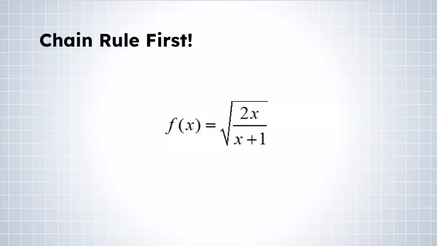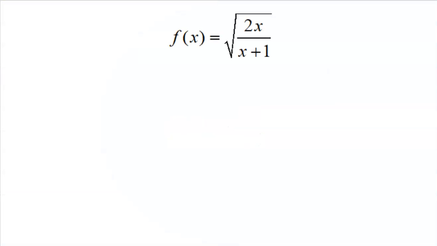All right, let's do one more problem. This one's going to be where we have a quotient inside of a chain rule. It's almost opposite of what we just did. So here we actually need the chain rule first, and then we're going to need the quotient rule inside of that. So first, I'm actually going to rewrite this as 2x over x plus 1 all raised to the 1/2.